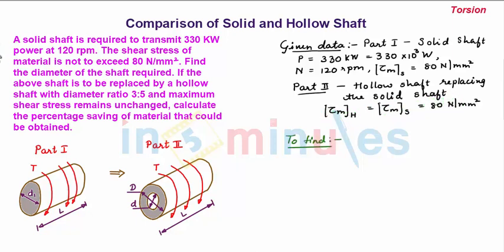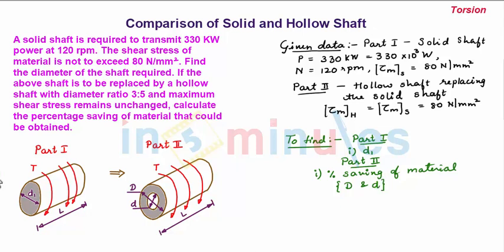And in this problem, we have been asked to find, in first part, the diameter of the solid shaft, that is d1. Whereas in second part, we have to determine the percentage saving of material. Now we see that to find out the percentage saving of material, we actually have to first determine two diameters of this hollow shaft, that is capital D and small d.